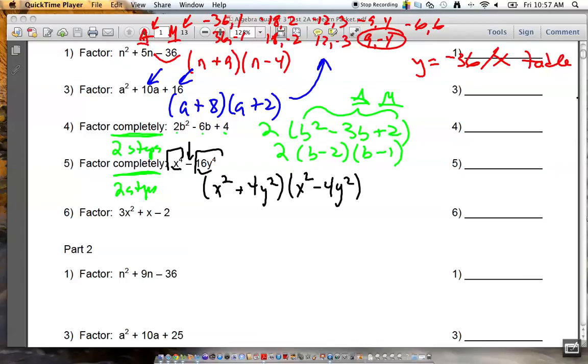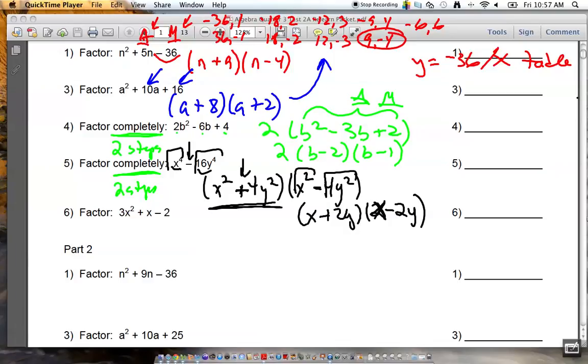And then I look and I say, well, I can't do anything with this guy on the left because it's the sum of 2 perfect squares, sum meaning to add, and I can't add up and get that. There is no way to factor the sum of 2 perfect squares. But look, I have another difference of 2 perfect squares here, so I can do it again. And I'm going to get x plus 2y and x minus 2y.